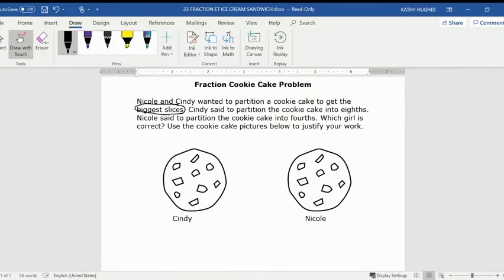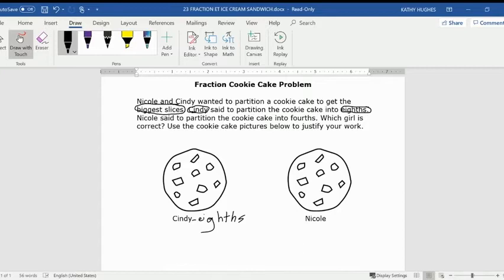Cindy said to partition the cookie cake into eighths. So Cindy wants to partition her cookie cake into eighths. I'm going to go ahead and down here, I'm going to label Cindy and I'm going to label eighths. Okay.